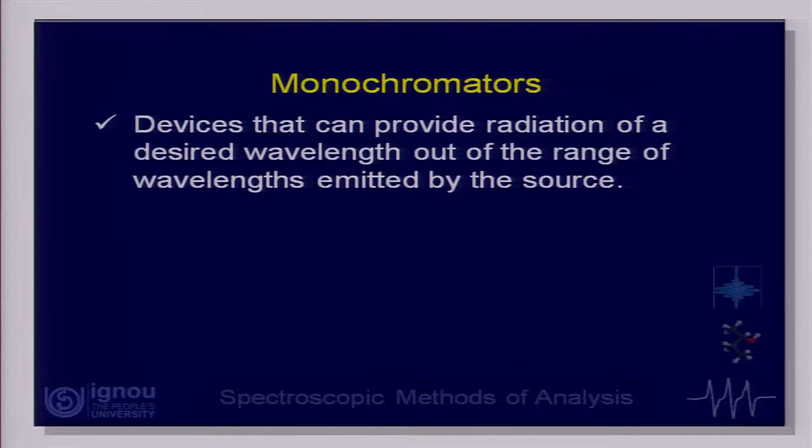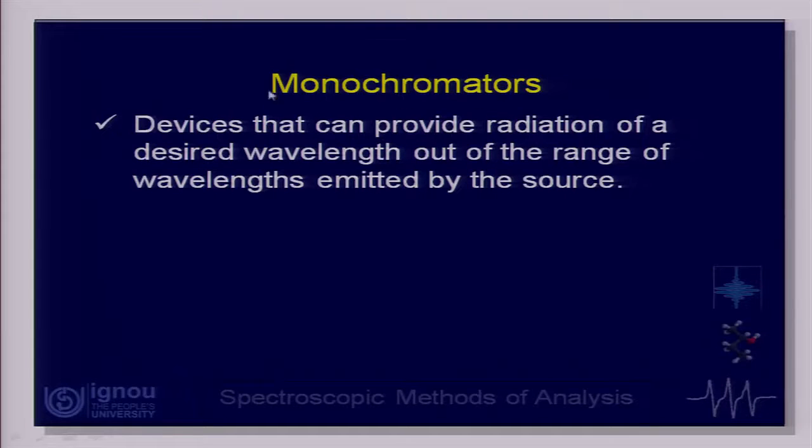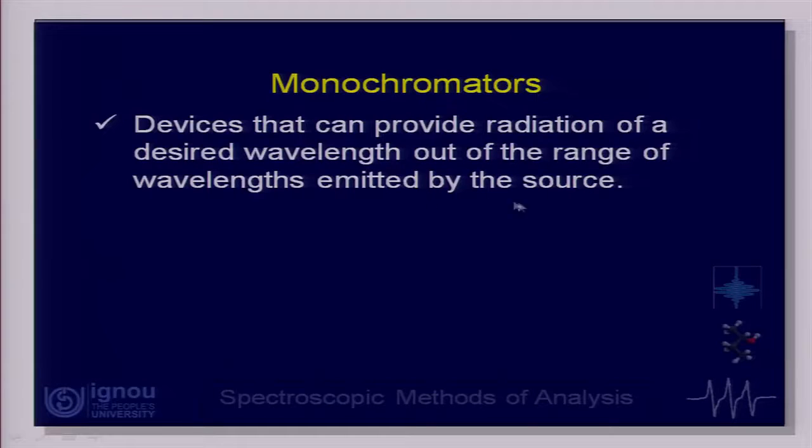Now, after these filters, let us talk about yet another class of wavelength selector. They are called monochromators. This is the one used most often, because most modern instruments employ a monochromator as against filters, because filters are used for low cost instruments, where we need to work out only a small range of wavelengths, or maybe a few wavelengths. But if I want to run the whole spectrum, and study the behavior of the analyte over a whole range, then I need to use a monochromator. A monochromator is a device that provides radiation of a desired, particular wavelength. Monochromator means a single wavelength out of a range of wavelengths emitted by the source.